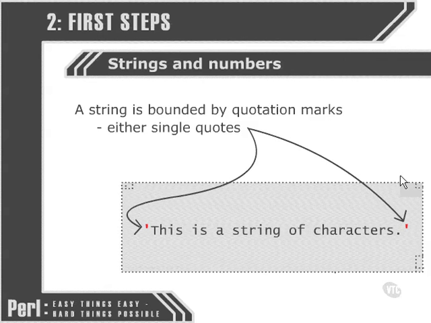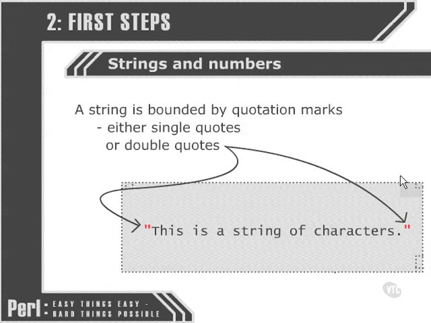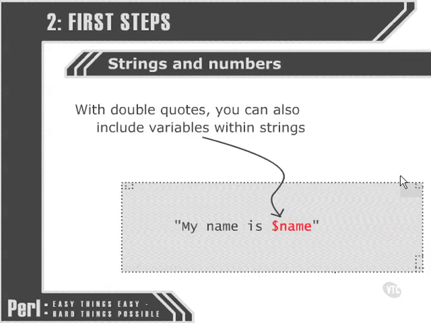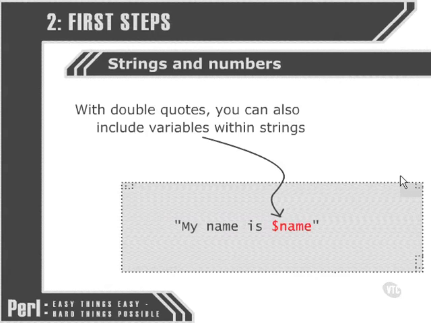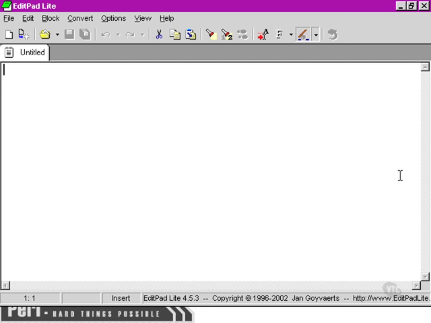We can either use single quotes to delimit our string, or we can use double quotes. And there are some important differences between the two. If we include our variable name within a string in double quotes, we can actually allow Perl to interpret the name of that variable even though it's within a string. Let's take a look at an example of that actually working.